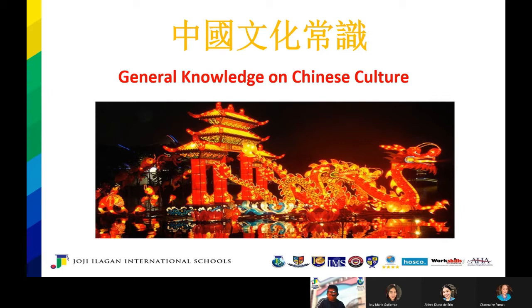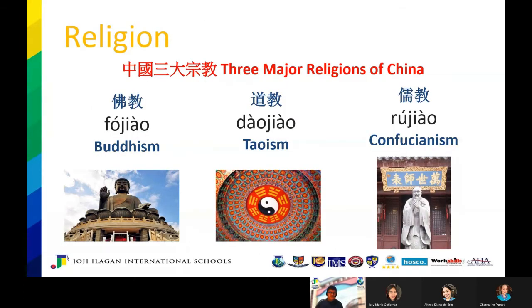Okay, so let's start first with some little background. First, we'll tackle religion, just to give you a sense of why Chinese culture is the way it is. So there are three main religions of China. We have Buddhism, Taoism, and Confucianism.